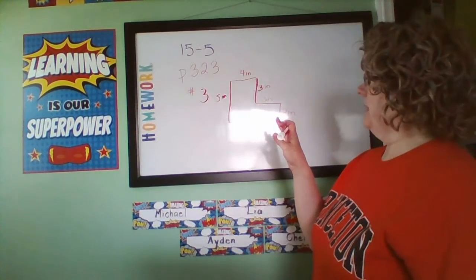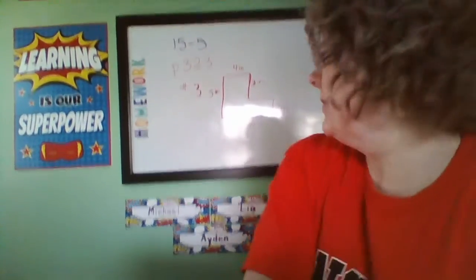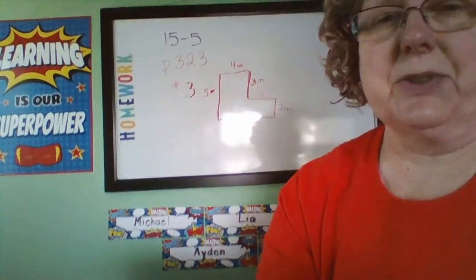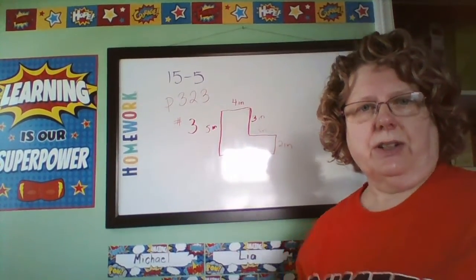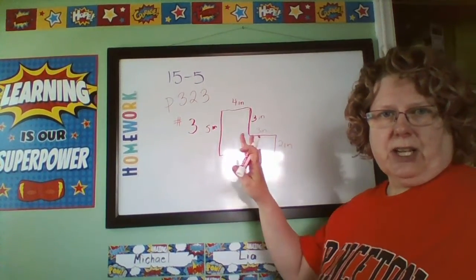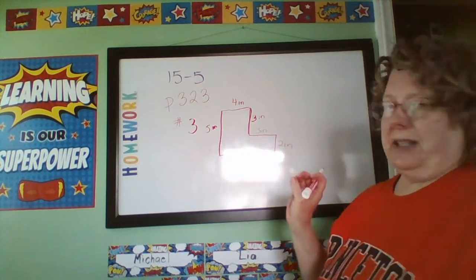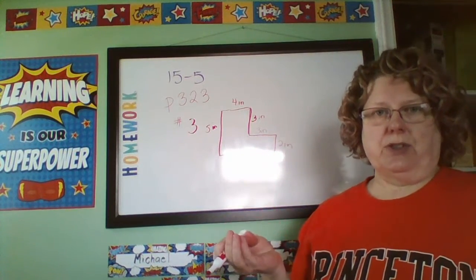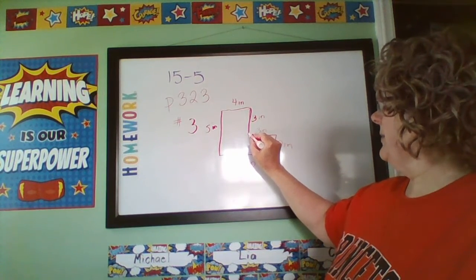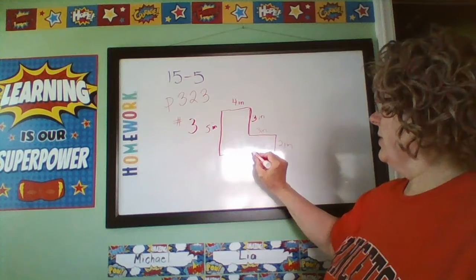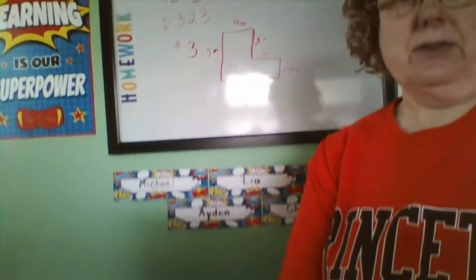Okay, friends, so this is number 3 on page 323. I'm trying to move this so you don't get a glare. Okay, so I've written the shape up here on the board, and what we need to do is divide this into 2 rectangles. There are 2 ways you could do this. You could draw a vertical line from here to here, or you could draw a horizontal line from here to here. Either way, you're making 2 rectangles.